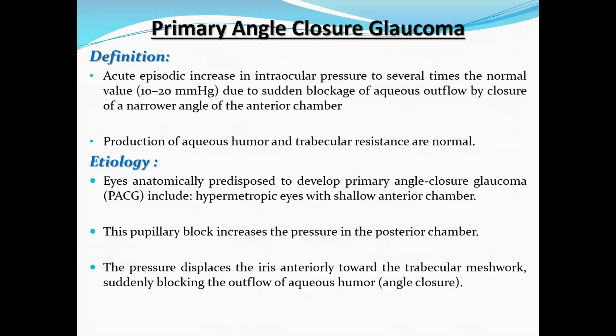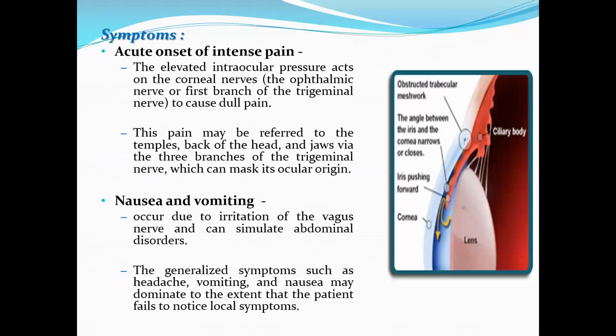Next one, this pupillary block increases the pressure in the posterior chamber. Next one, the pressure displaces the iris anteriorly toward the trabecular meshwork, suddenly blocking the outflow of aqueous humor. Symptoms: acute onset of intense pain. The elevated intraocular pressure acts on the corneal nerves to cause dull pain. This pain may be referred to the temples, back of the head, and jaws via the 3 branches of the trigeminal nerve.